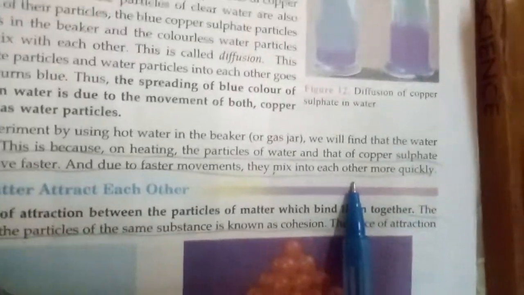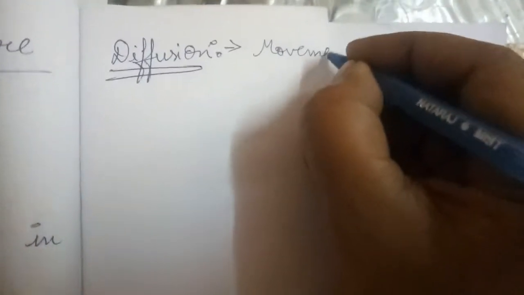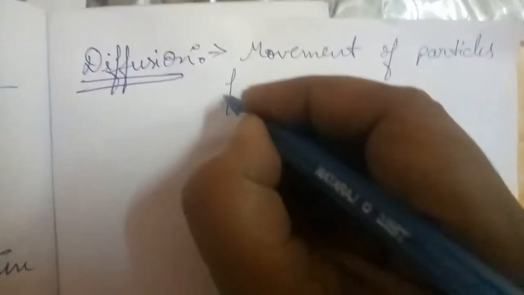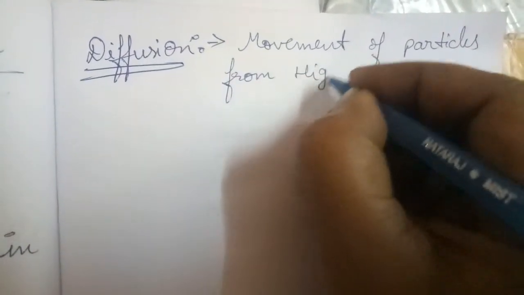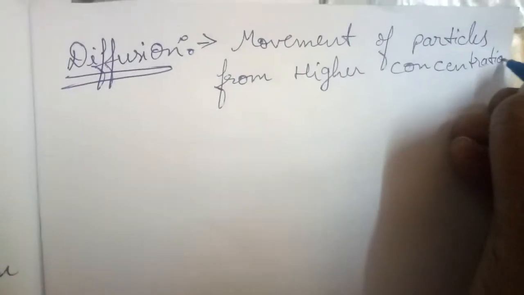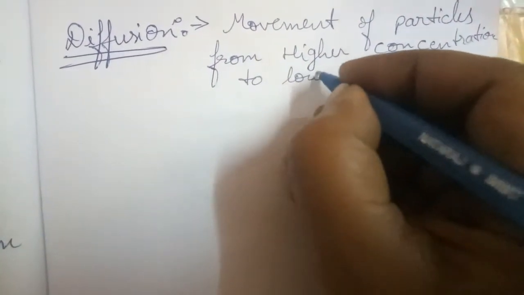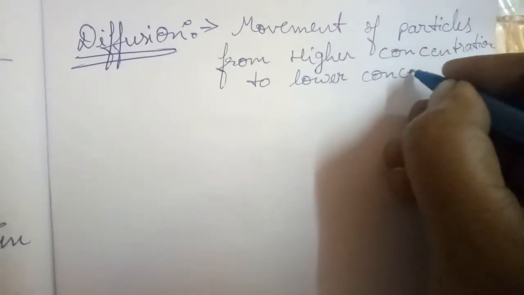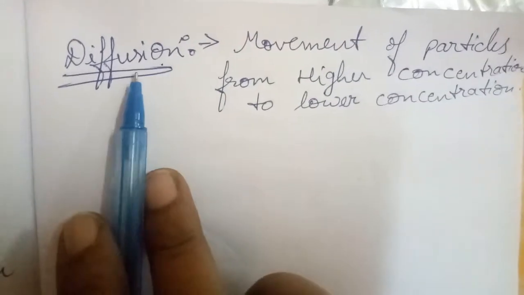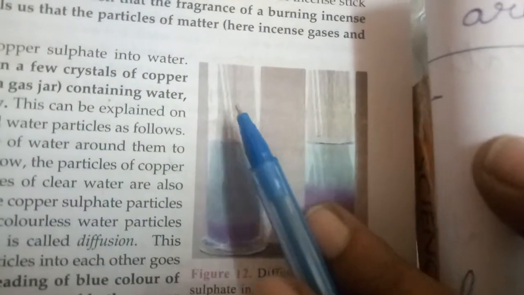So I hope you have understood how diffusion takes place. I have explained the definition of diffusion earlier. Diffusion is movement of particles from higher concentration to lower concentration. This is called diffusion. So here, the copper sulfate particles are diffusing into water. This is what we have seen.